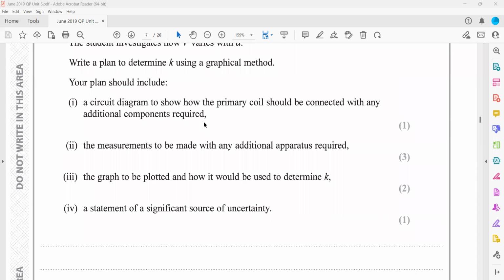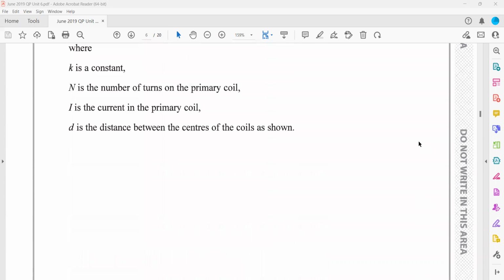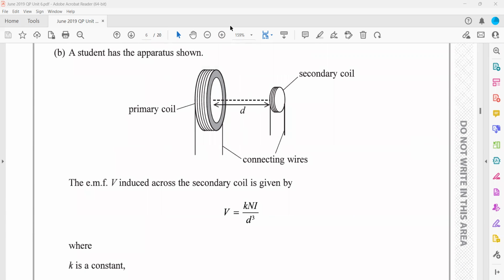Then a statement of a significant source of uncertainty. What might be the source of uncertainty? First, the alignment. This is not a solid surface, so it will be difficult to align the primary and the secondary coil in line. That will be one major source of uncertainty.